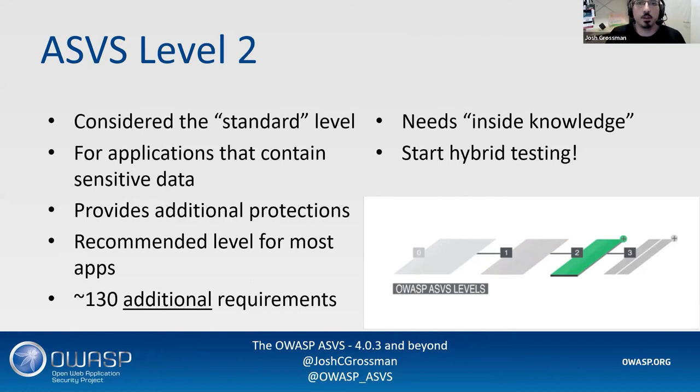Anything that processes personal data or allows people to log in and store sensitive data is going to be included in this. It brings another set of roughly 130 requirements, which, again, is a lot of requirements, each reasonably self-contained, maybe slightly more difficult than level one requirements, but still perfectly achievable.